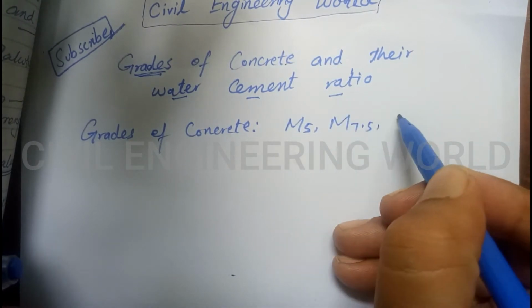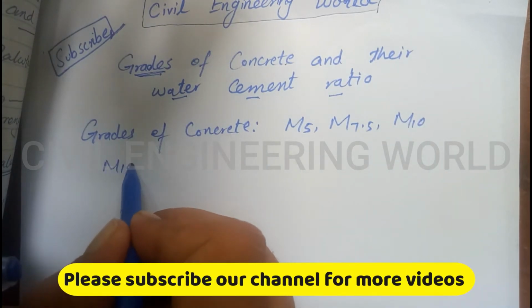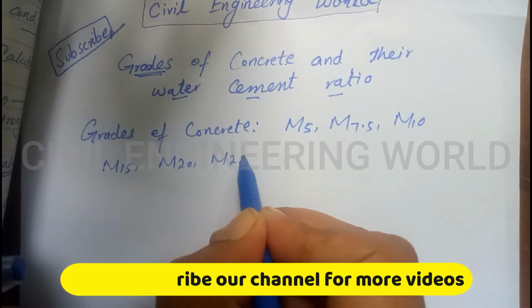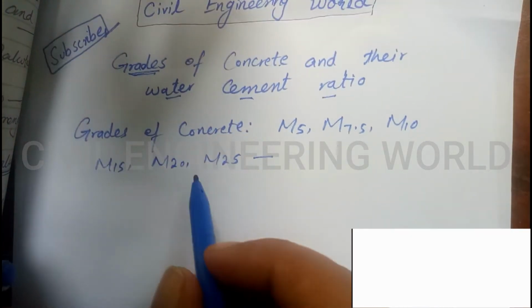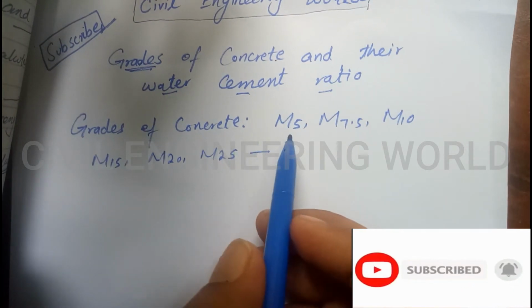M7.5, M10, M15, M20, M25. Okay, so there are various grades of concrete that we have classified.